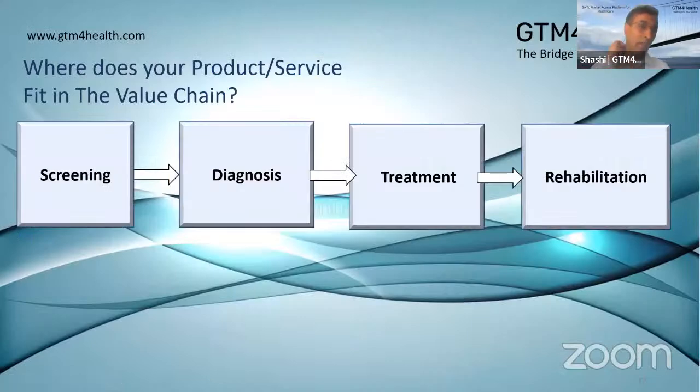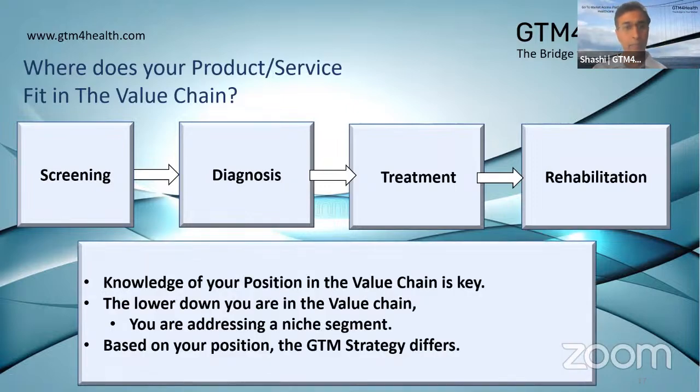Second thing you need to look at in your GTM strategy is where does your product or service fit in the value chain? For example, let's say there are 4 of them. Is it a screening device, diagnosis device, treatment device, or a rehab? Why I bring this to you is that all devices, software, or anything can be bucketed under that. And you need to know your position in the value chain.